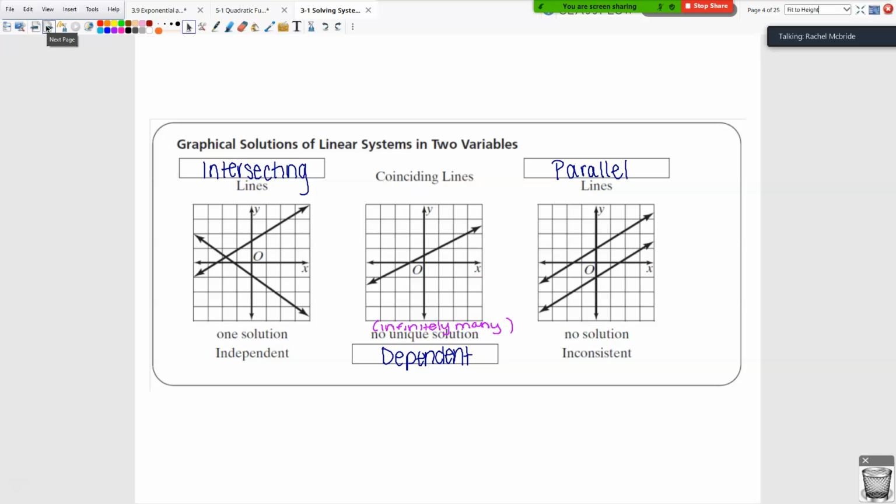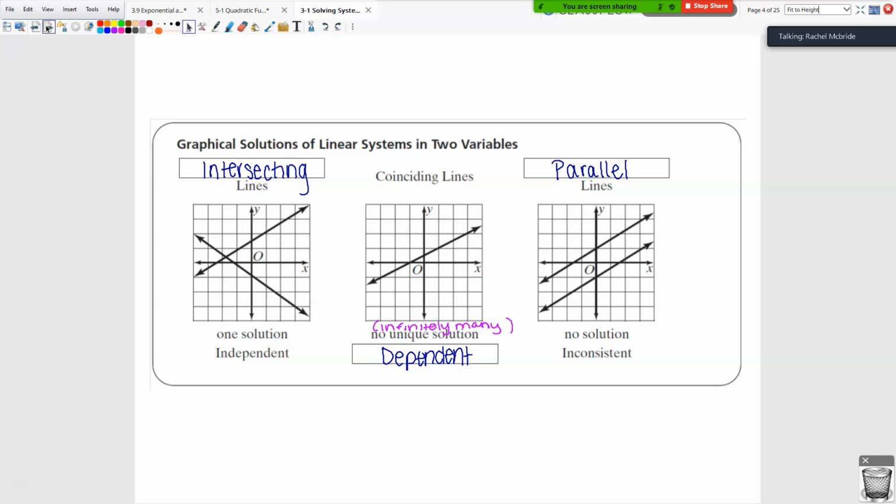So here is a graphical example relating all of the vocabulary words that we just discussed. Each type of system solution set will have 3 descriptions or classifications. Intersecting lines are classified as one solution and independent systems. So if you have intersecting lines, you also say they have one solution, and that is an independent system. Coinciding lines have infinitely many solutions, and we call that a dependent system.